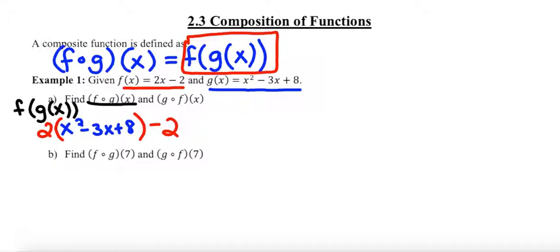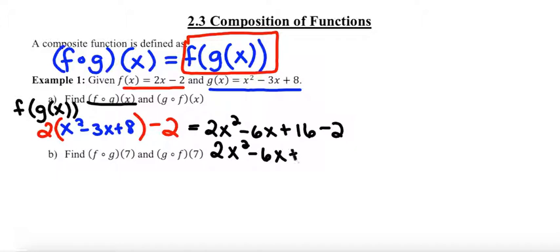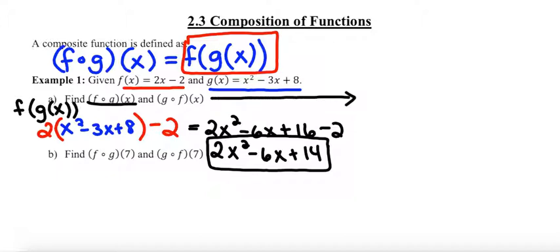So when I simplify this, I'm going to distribute that 2. I get 2x squared minus 6x plus 16 minus 2. Simplifying that one step further, 2x squared minus 6x plus 14, and that is f of g of x, putting g into f. All right, we're going to do that now with g of f of x. Inside out. So now we're going to put f into the g function.